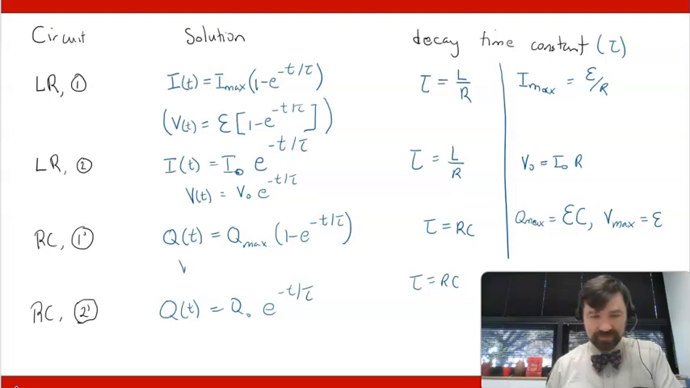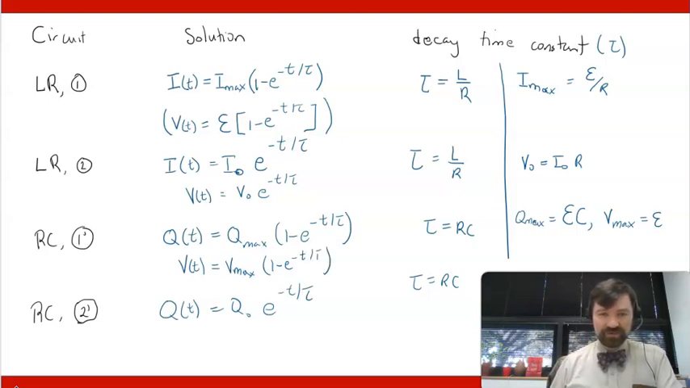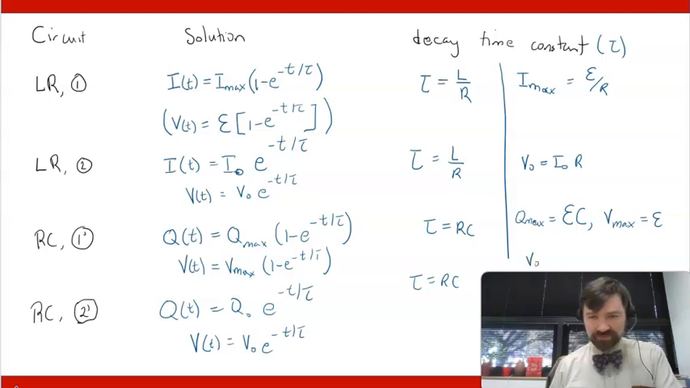Okay, so this one right here, V of t, is V max times 1 minus e to the negative t over tau. This one right here, V of t, is V naught e to the negative t over tau. And so your V naught is your Q naught over C. Okay, so that basically solves all of these.